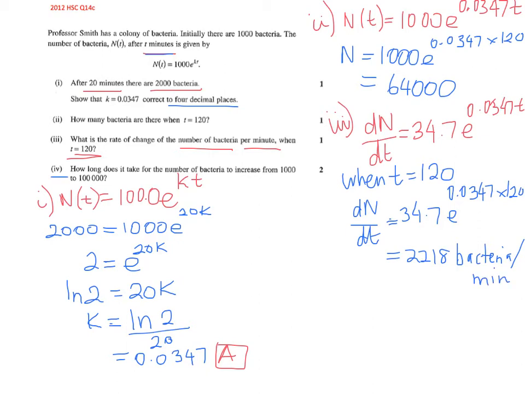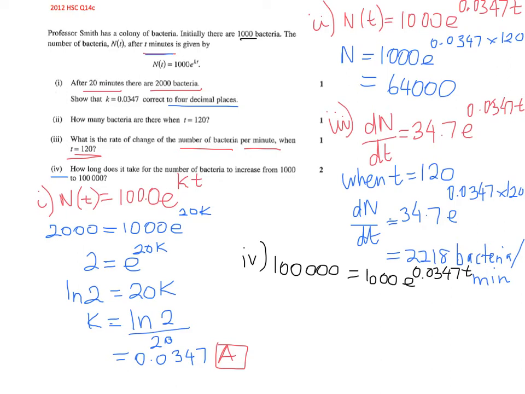Alright, then part 4. How long does it take for the number of bacteria to increase from 1,000 to 100,000? So really this is saying find t when N equals 100,000, because remember it initially was 1,000. So we've got 100,000 equals 1,000 e to the power of k, which is 0.0347t.